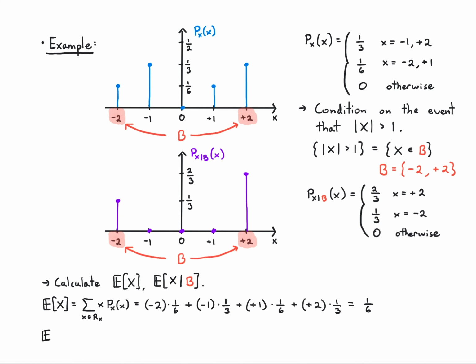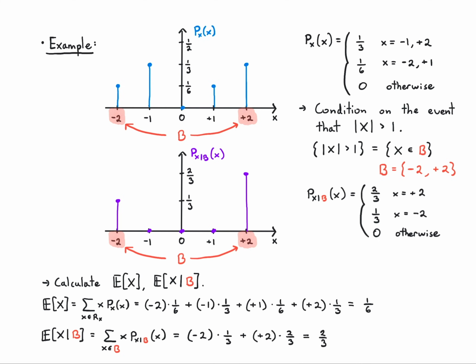For the conditional expectation of x given B, I'm going to sum up over the values in B only, x times the conditional PMF of x given B. That's the definition of the conditional expected value. So I get -2 times a third plus +2 times 2/3, and that's 2/3. Basically, this makes sense because there's a little bit more weight to the right, so I expect the center of mass to have drifted a little bit to the right.